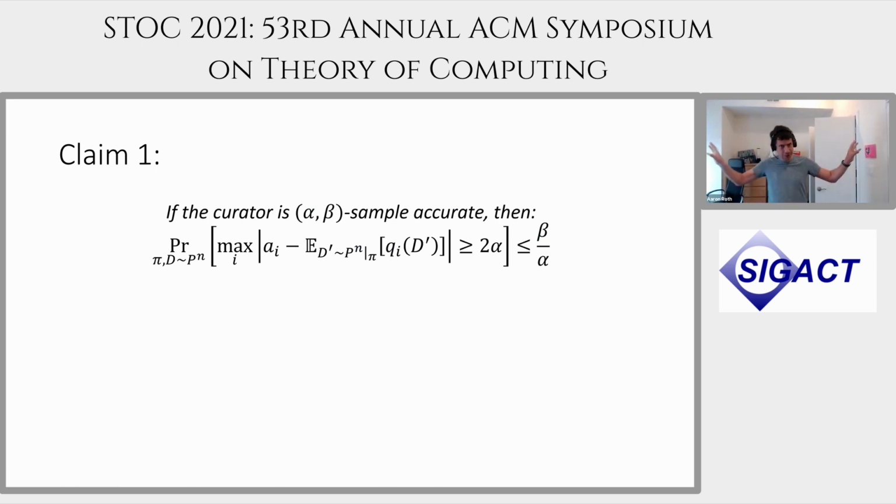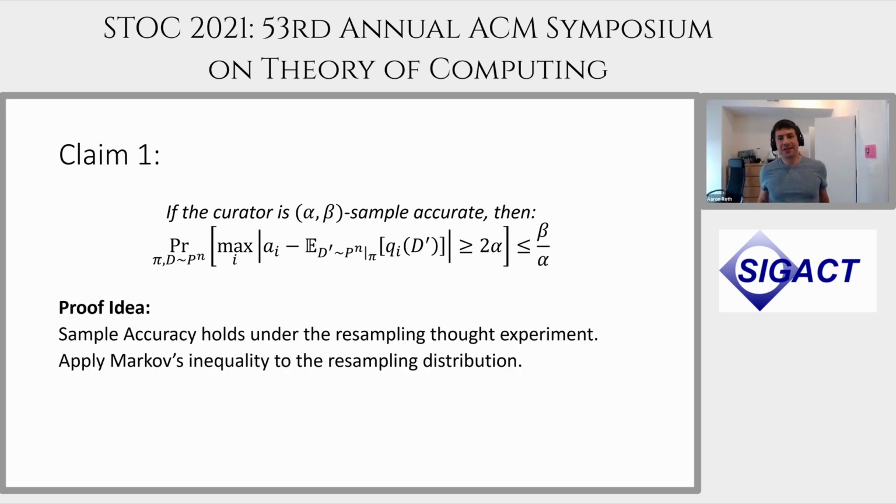Okay, so two claims. First, if the curator is sample accurate, meaning with high probability it gives answers that are close to the empirical answers on the underlying data set, then it must be that with high probability over the randomness of the whole experiment, if I look at the worst case difference between the answers our mechanism has provided and their expected value on the conditional data distribution, conditional on the transcript of this experiment, those have to be close. And again, this is sort of almost immediate, right?